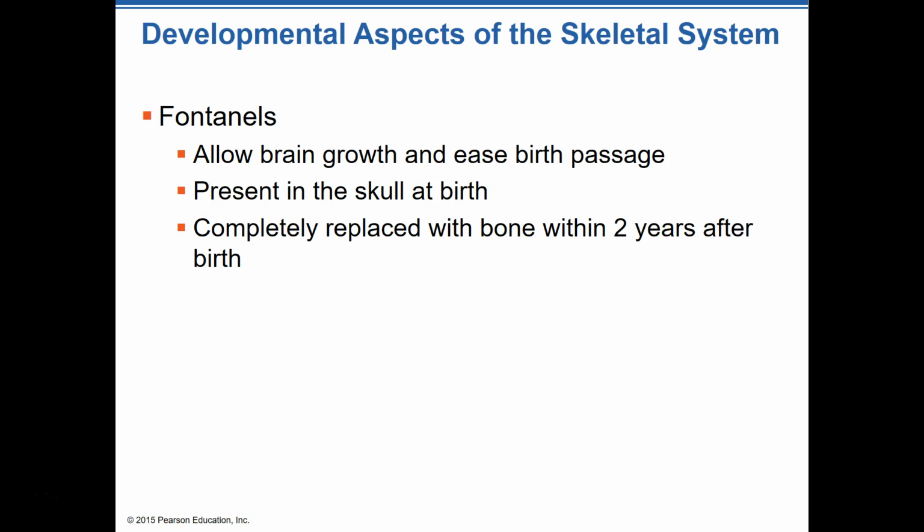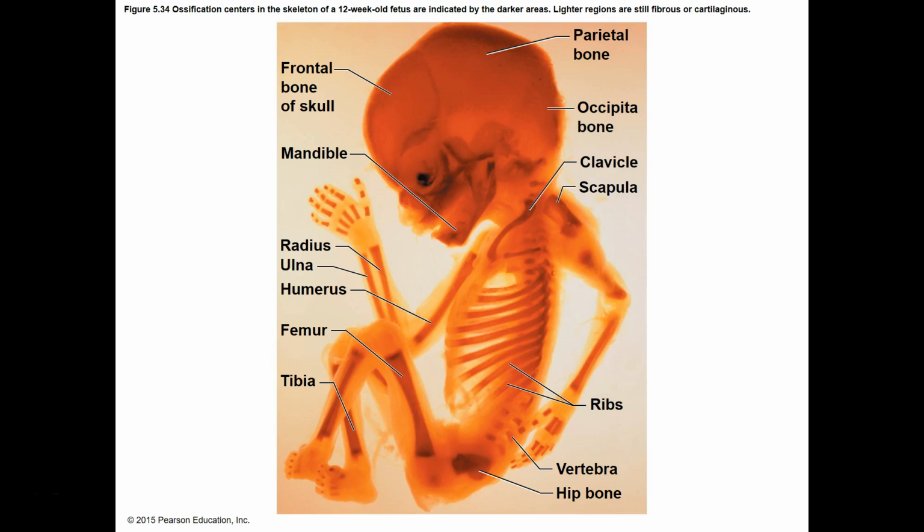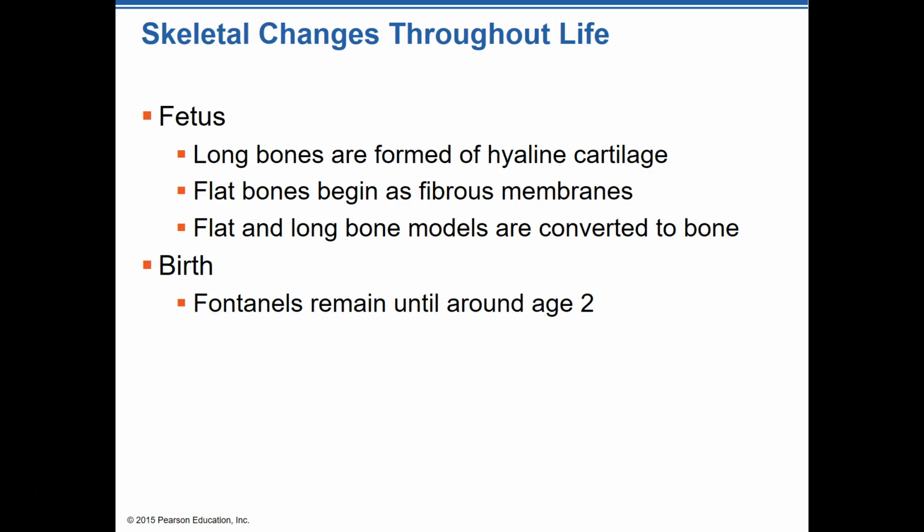We talked about the fontanelles that allow birth and growth of the cranium. But here's a picture of a little in utero baby in their skeleton, where we can see the dark points of the skeleton. Those are formed bone, and everything else is still cartilage, so it's still growing. So there's a lot going on there. It's a little tougher to make out on the skull side of things, just because there's a brain inside there that's making it a little bit tougher to see.